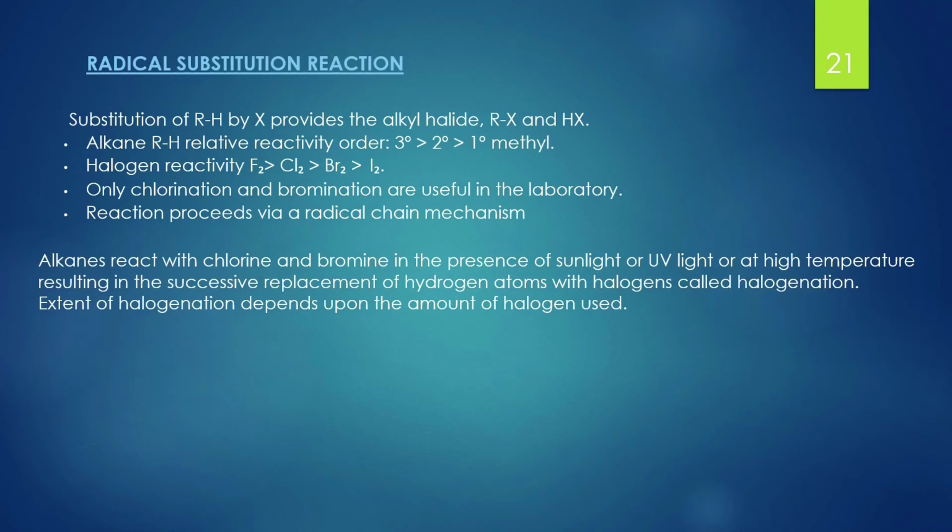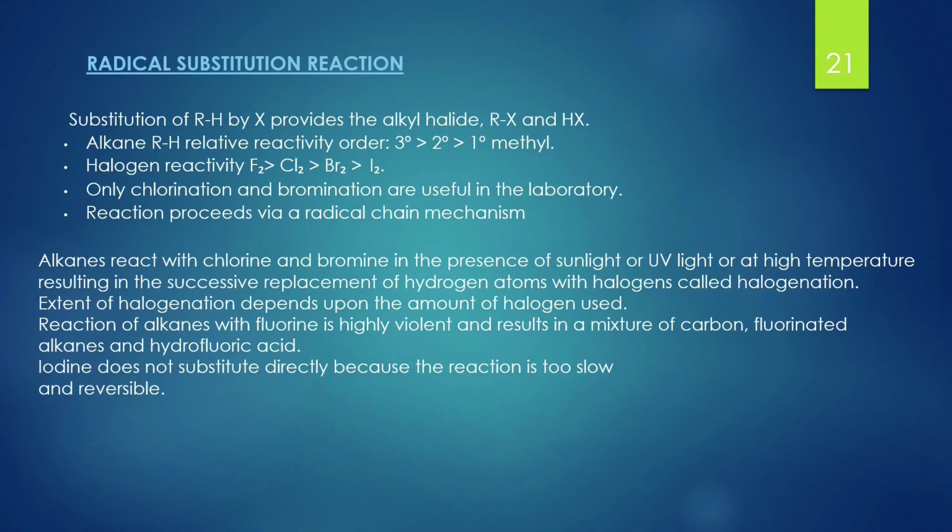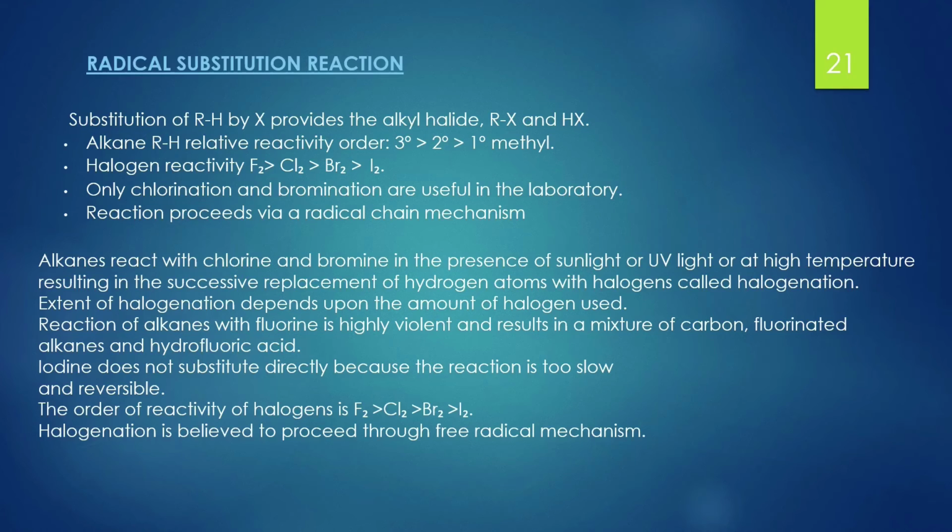Alkanes react with chlorine and bromine in the presence of sunlight or UV light or at high temperature, resulting in successive replacement of hydrogen atoms with halogens, called halogenation. The extent of halogenation depends upon the amount of halogen used. The reaction of alkane with fluorine is highly violent and results in a mixture of carbon, fluorinated alkane and hydrofluoric acid. Iodine does not substitute directly because the reaction is too slow and reversible. The order of reactivity of halogens is fluorine, chlorine, bromine and then iodine.